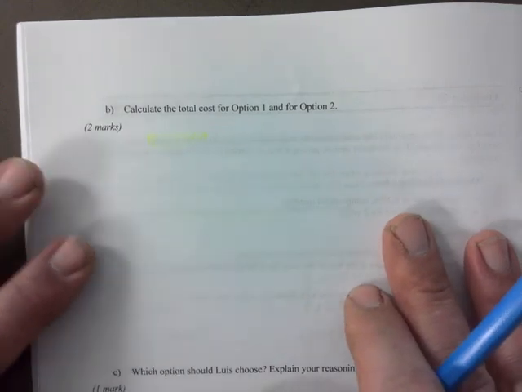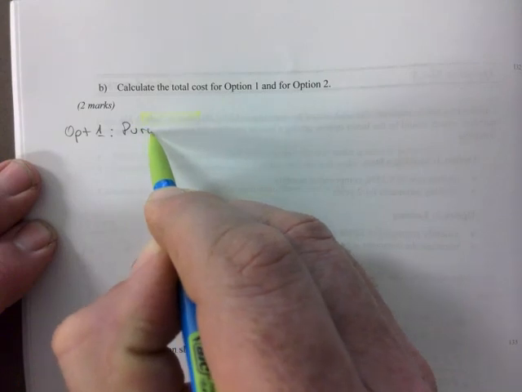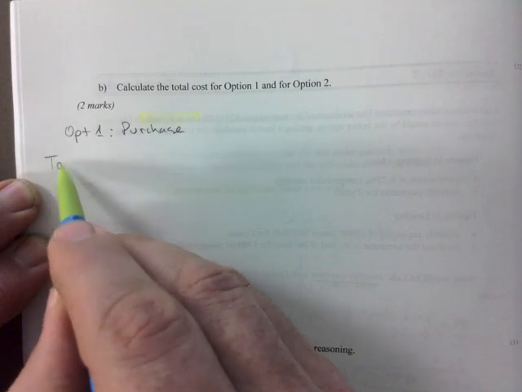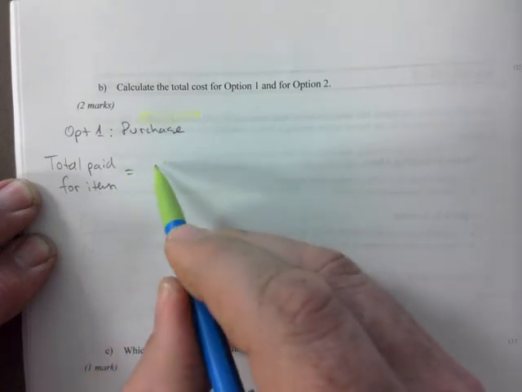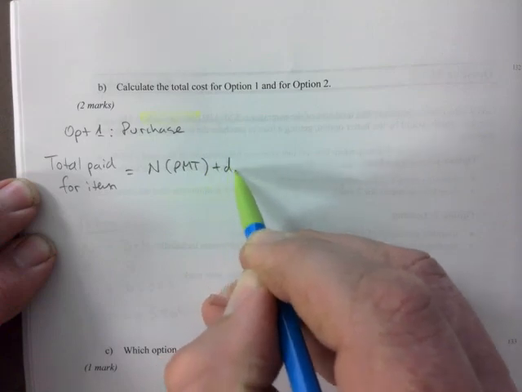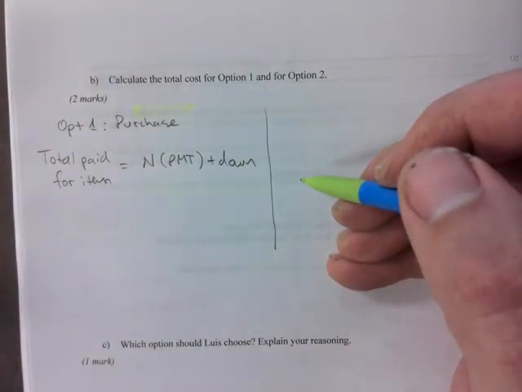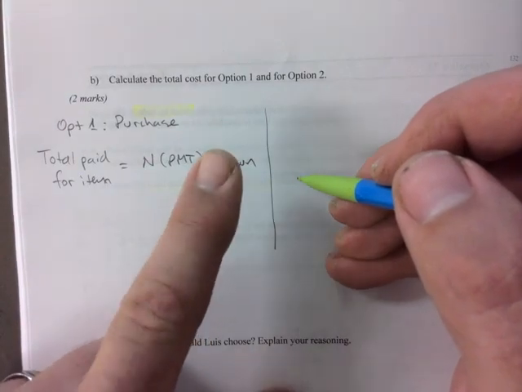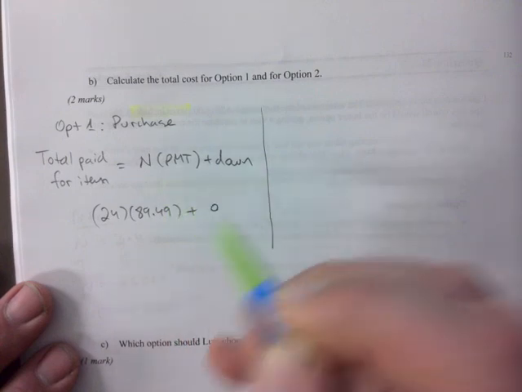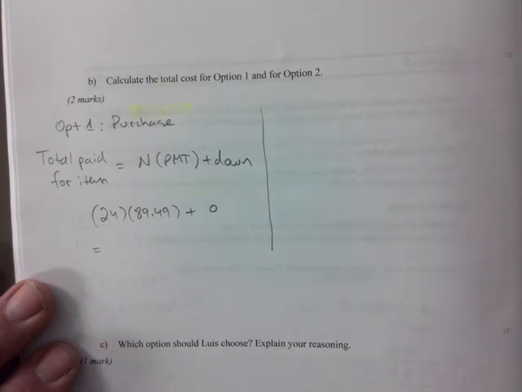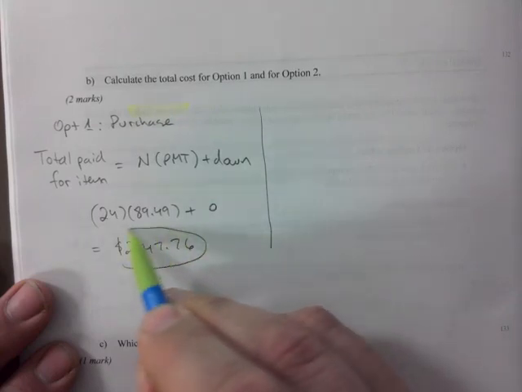Calculate the total cost for option 1 and for option 2. Watch what I'm going to do here. Option 1, purchase. This is where little things are, so total paid for item, you can call it car, computer, whatever, is N times PMT plus the down payment. That's what you do with option 1. So the down payment is now being added, but there is no down payment, correct? So in this case, we don't have to worry about it, but if there had been one, we would have wanted to add that. So this is just 24 times 89.49 plus 0. And that is 2,147.76. So that's the option to purchase.